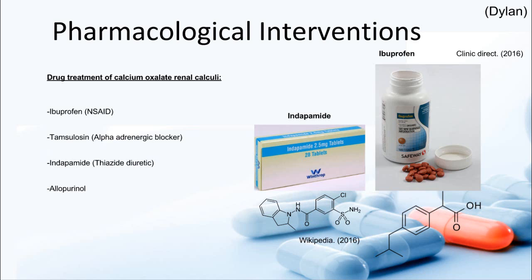Tamsulosin. This is an alpha-adrenergic blocker agent. It relaxes the smooth muscles of the ureter, facilitating the movement of larger kidney stones that may not necessarily pass on their own. It is contraindicated with other alpha-adrenoceptor blocker agents and those with a history of orthostatic hypotension and severe liver or renal impairment. Prostate cancer and other urological conditions should also be ruled out before therapy can commence.